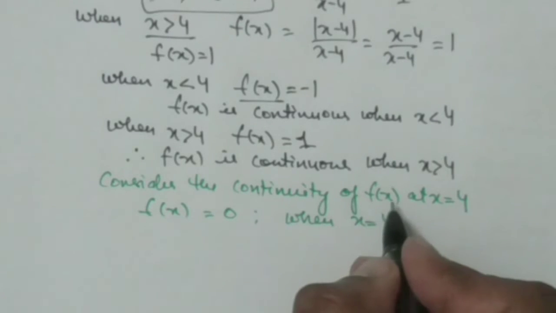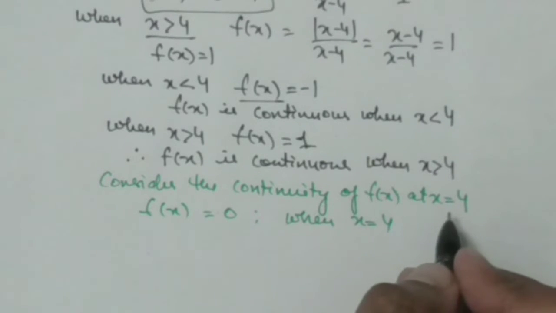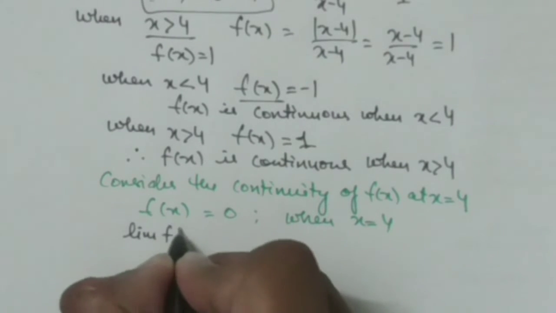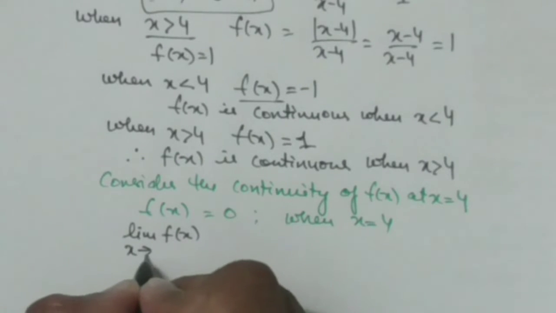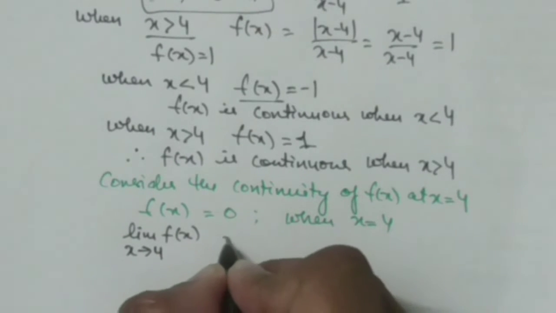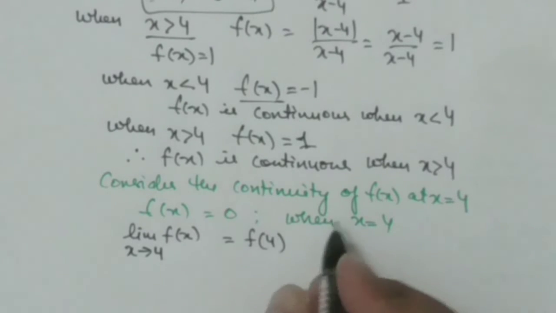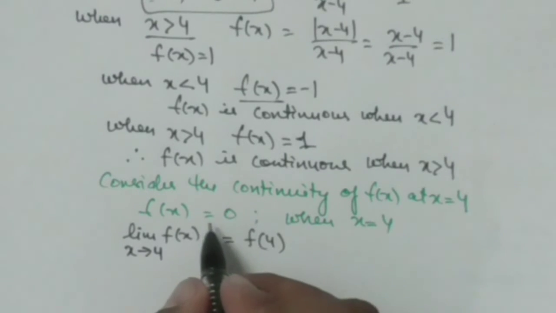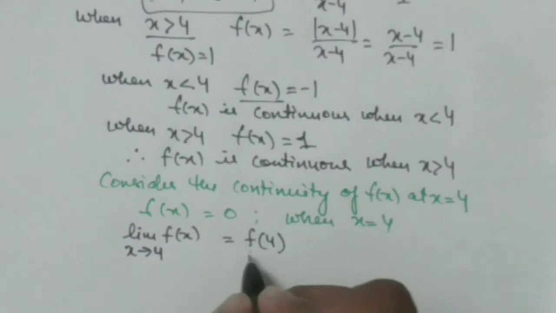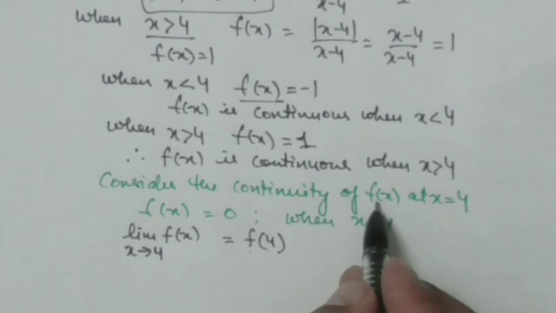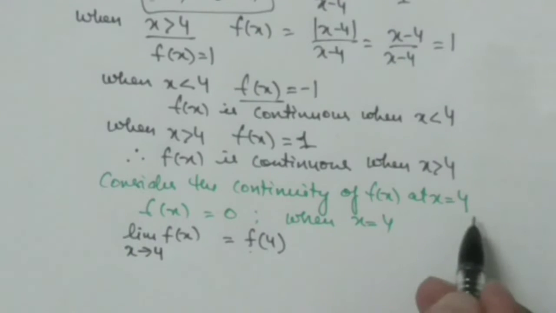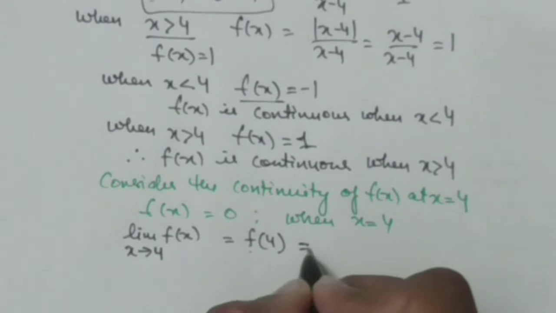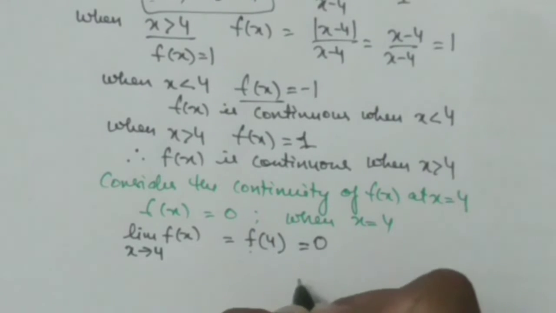So this function f(x) will be continuous at x equal to 4 only in the case when the limit of f(x) as x tends to 4 exists and it is equal to f(4). So when x is equal to 4, then f(x) is equal to 0, right? It means f(4) is equal to 0. So this function f(x) will be continuous at x equal to 4 when the limit of f(x) as x tends to 4 is equal to f(4). It means it is equal to 0, right?